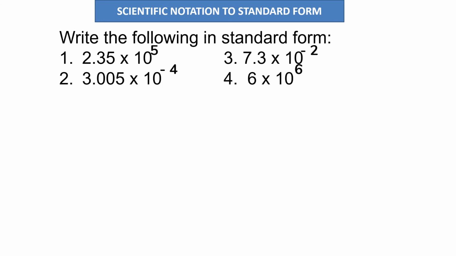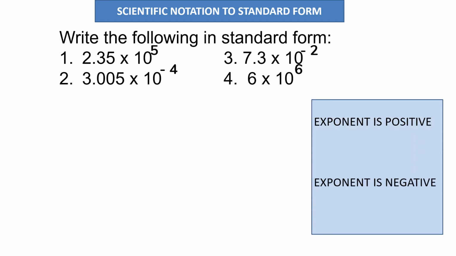Let us now have the vice versa. We will write scientific notation to standard form. Let's have the following. To write scientific notation to standard form, remember that if the exponent is positive, we need to move to the right. But if the exponent is negative, we need to move to the left.